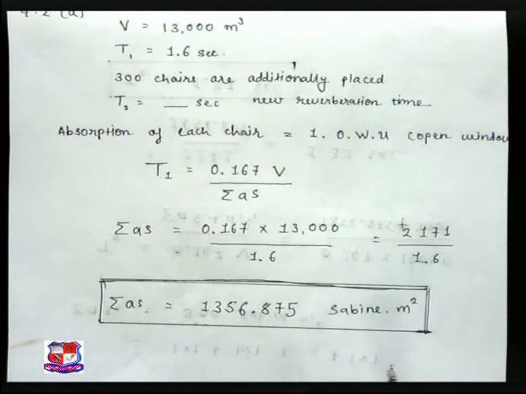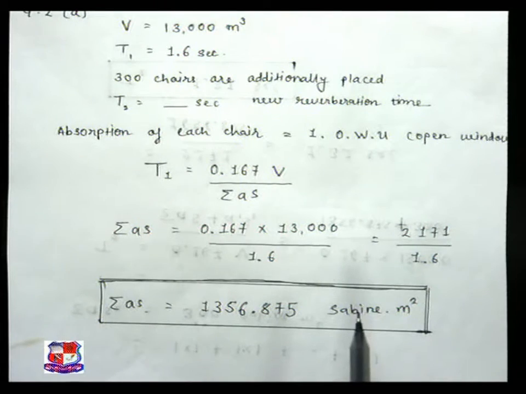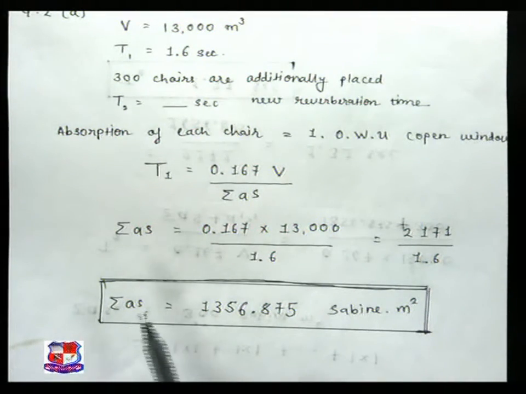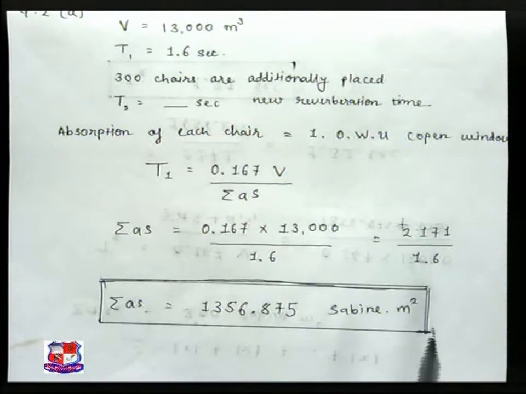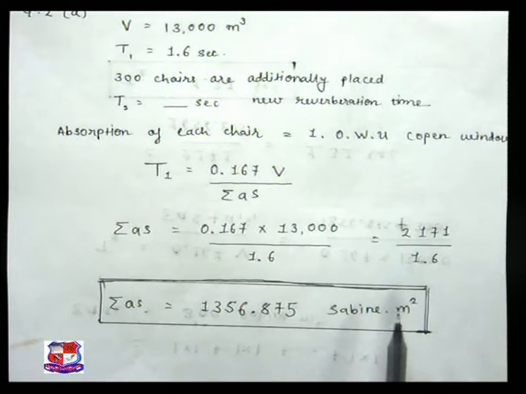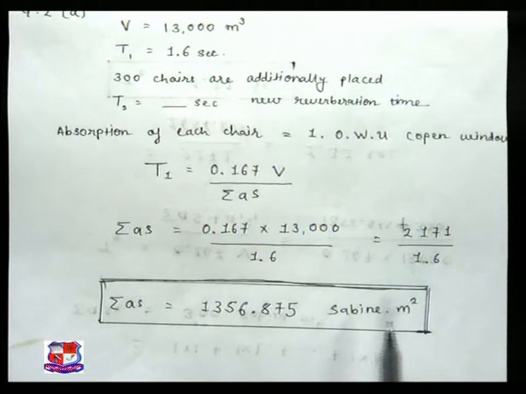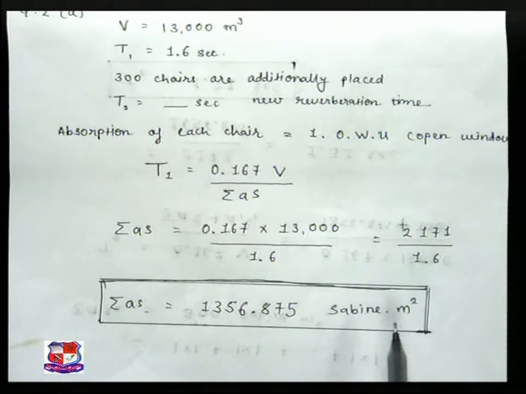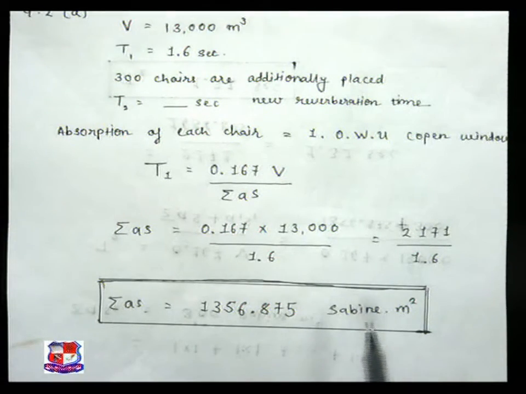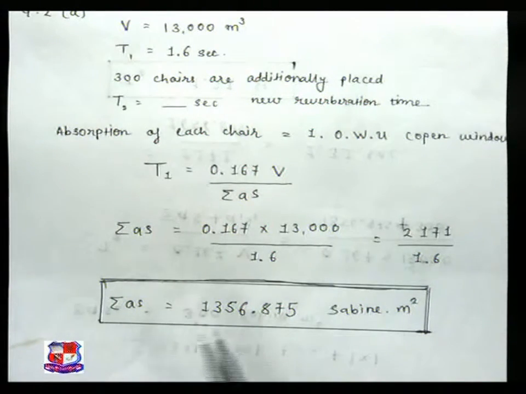1356.875 Sabine meter square. Here A is the absorption, calculated in Sabine, multiplied by S, the surface area, calculated in meter square. That means summation of AS is measured in Sabine into meter square. My dear friends, units should be kept when you are calculating a sum. This is the answer of summation of AS, that is the total absorption.